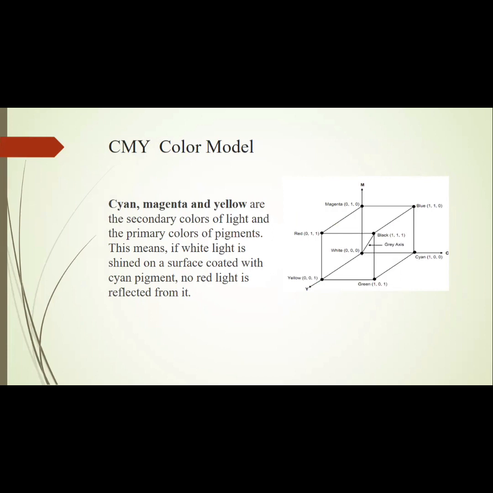That is, if white light is shined on a surface coated with cyan pigment, no red light is reflected from it. Here, the origin represents white light, and equal amounts of each of the primary colors produce shades of gray along the main diagonal of the cube. A combination of cyan and magenta produces blue light, as the red and green components of the incident light are absorbed. Similarly, a combination of cyan and yellow ink produces green light, and a combination of magenta and yellow ink yields red light.